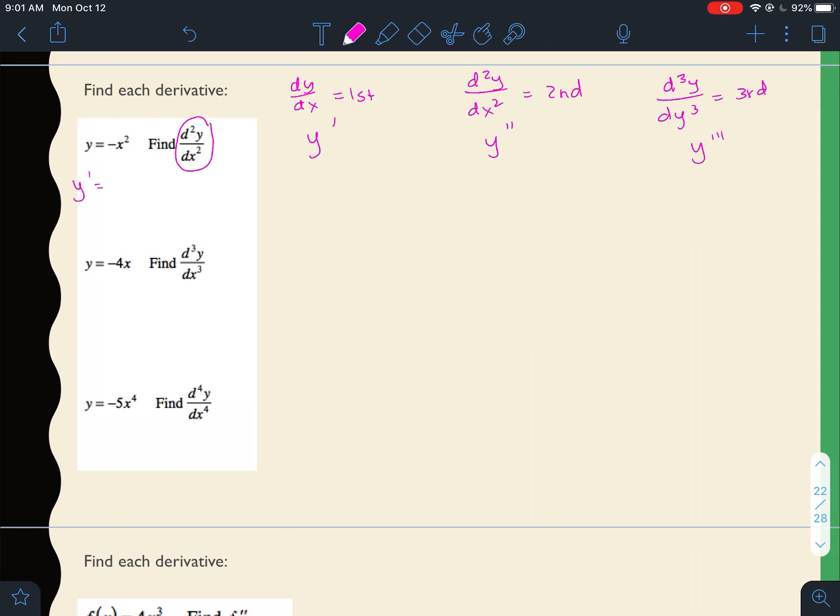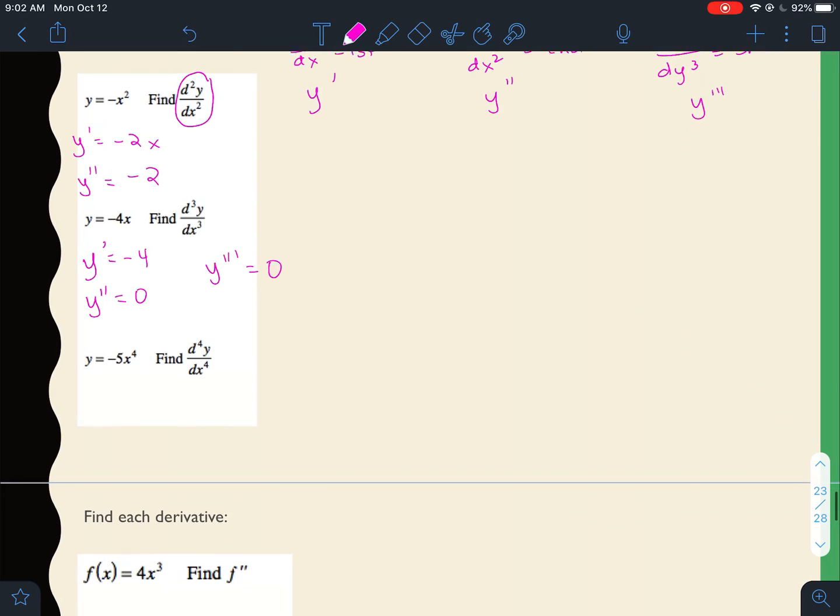So if you wanted to find the derivative, you just do it the normal way. The derivative of negative x squared would be negative 2x, and then it wants you to find the second derivative. So y double prime would just be negative 2. You take the derivative of the derivative. On the next one, it wants the third derivative. Well, the first derivative is negative 4. The derivative of negative 4 is 0. So the second derivative is 0, and the third derivative is 0.